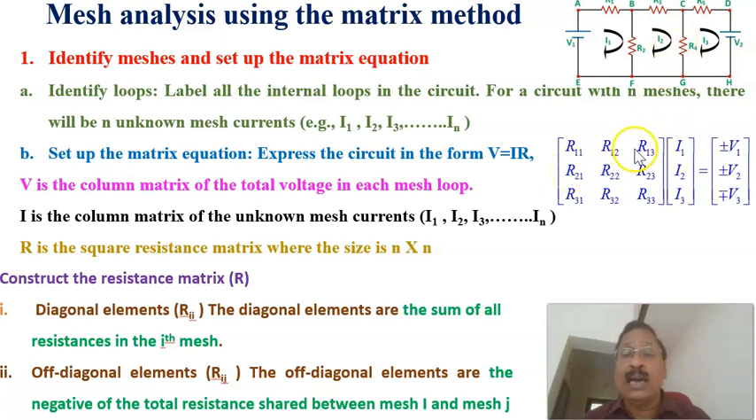Like that, the third one, R13. Here R13 means between meshes 1 and 3, and there is no common element between 1 and 3. That is why it is equal to 0 here. Like that, we can find the off diagonal elements and form the matrix equation relating the resistance square matrix, the column current matrix, and the voltage column matrix. Then we can solve for the mesh currents using Cramer's rule, or we can take the inverse of the matrix and find the mesh currents I1, I2, I3.